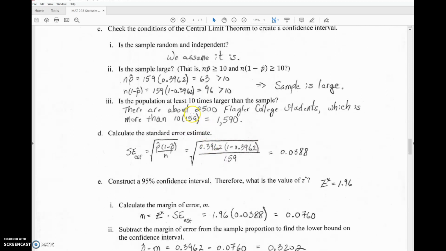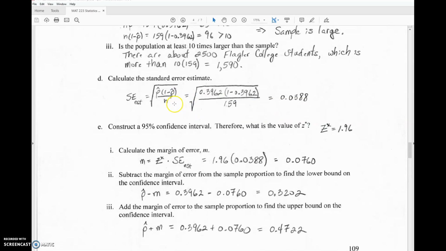All right, now the last thing that we have to check for the central limit theorem to work: is the population at least 10 times larger than the sample? There are about 2,500 Flagler College students, which is more than 10 times our sample size of 159. So 1,590 would be that, and the population of Flagler College is certainly bigger than that.